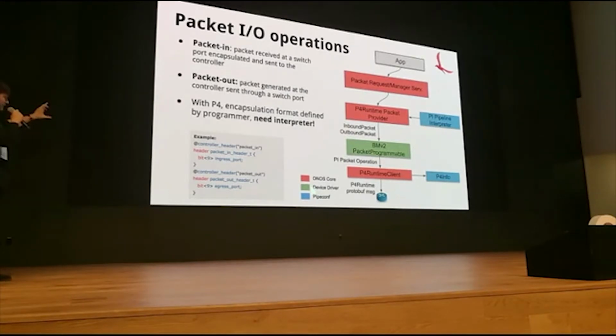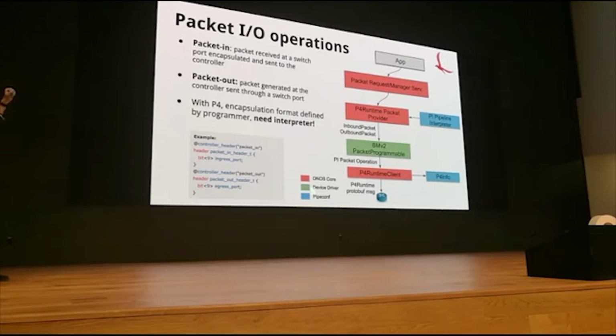What we do is basically we use one field to carry information like the ingress physical port where we receive the packet, or the egress physical port where we want the packet to be sent out. For this reason, we need, again, translation, we need to use the interpreter.